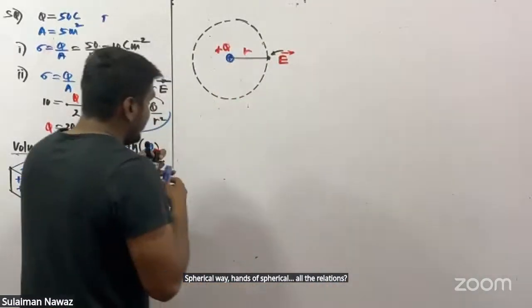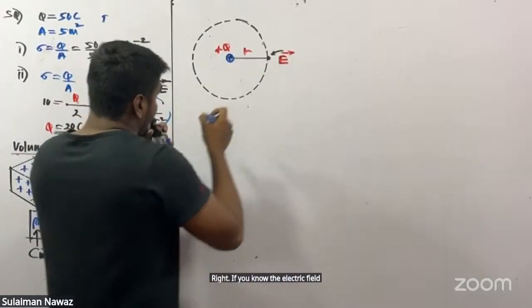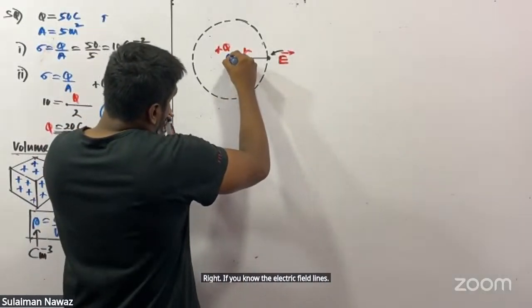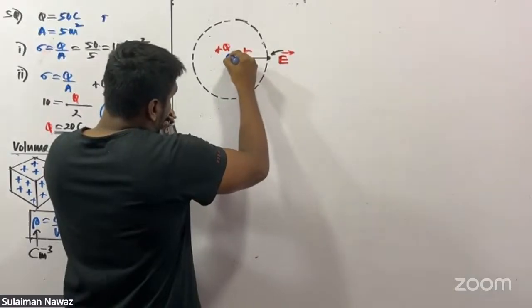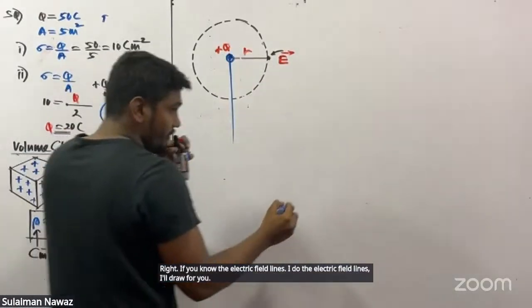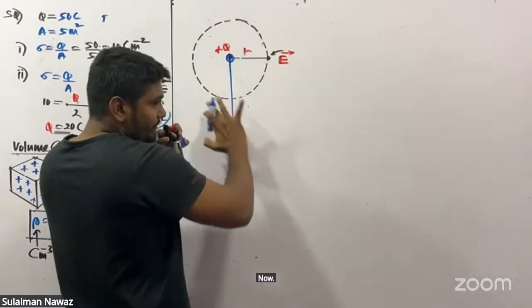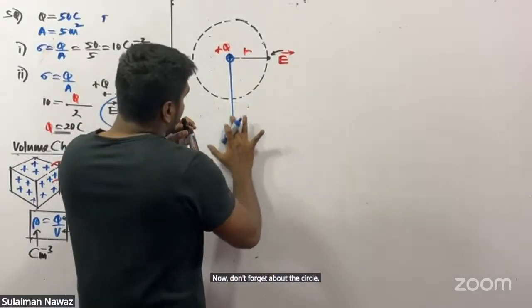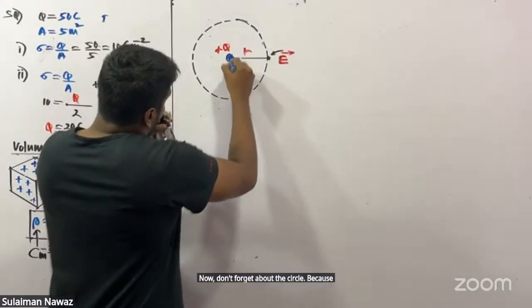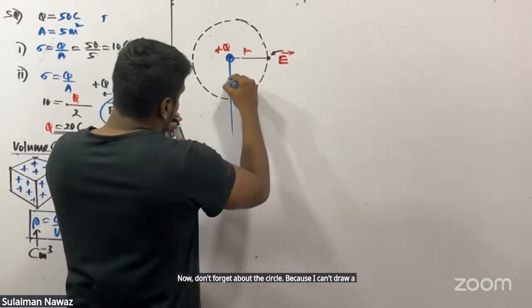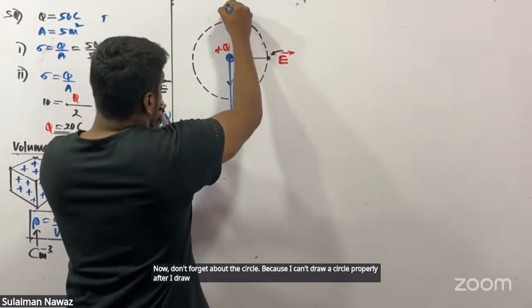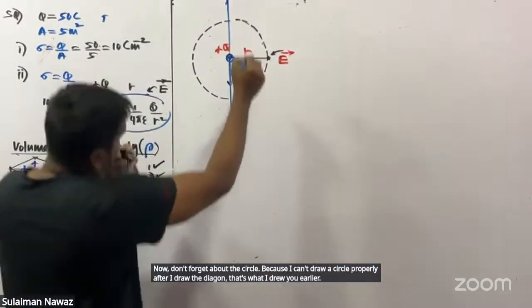If you know the electric field lines, I'll draw a few. Now don't forget about the circle, because I can't draw a circle properly after I draw the diagram. That's why I drew it earlier.